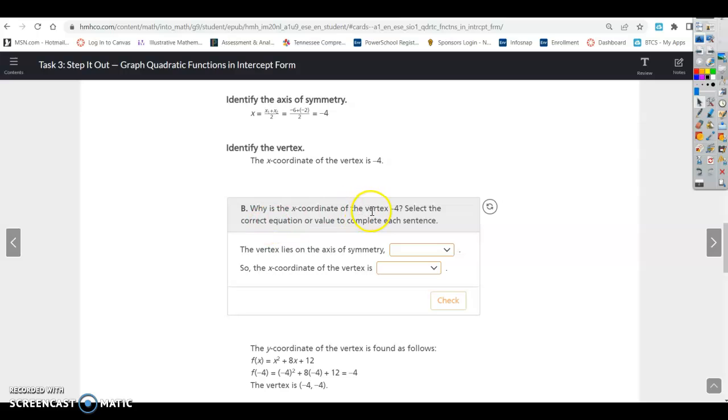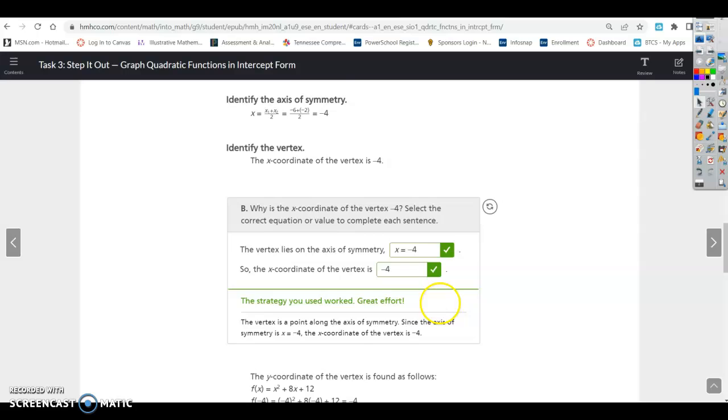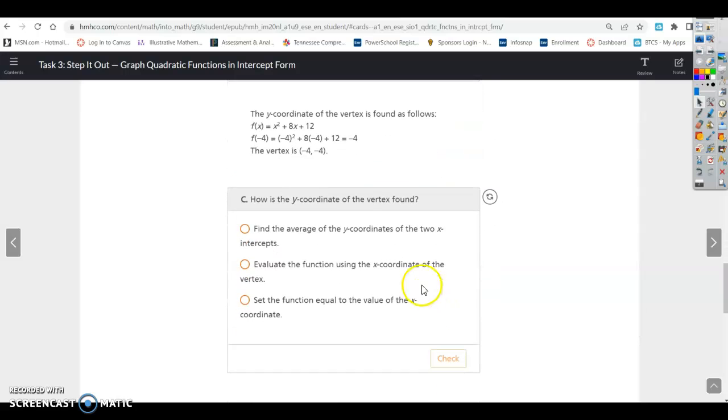It says the x-coordinate of the vertex is negative 4. Select the correct equation or value to complete the sentence. Well, the vertex lies on the axis of symmetry. So x = -4 is the axis of symmetry, but it's also your x-coordinate of the vertex. Those will always be the same. Again, the y-coordinate can be found by plugging negative 4 into your original equation. So you're going to do (-4)² + 8(-4) + 12, and when you evaluate that, you get negative 4. So the vertex is (-4, -4).